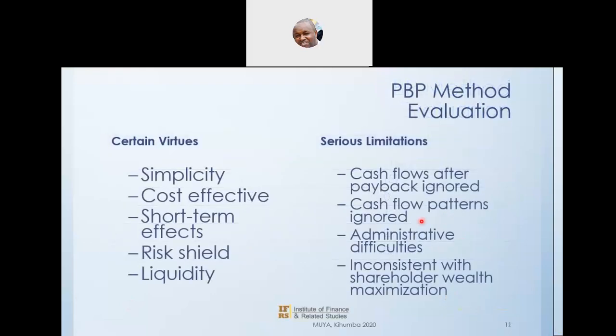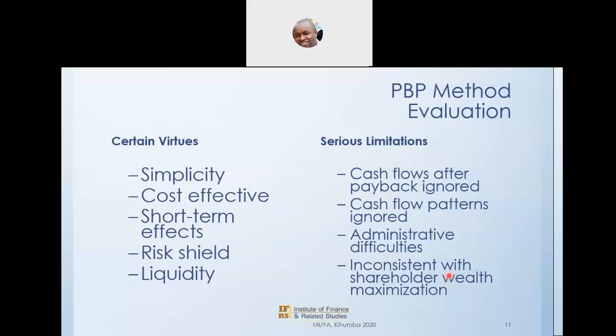Let's go back to our disadvantages. Again, it ignores the patterns of the cash flows. For instance, it prefers those cash flows that occur sooner as opposed to those which occur later. It has some administrative difficulties, and it is inconsistent with the shareholders' wealth maximization goal.